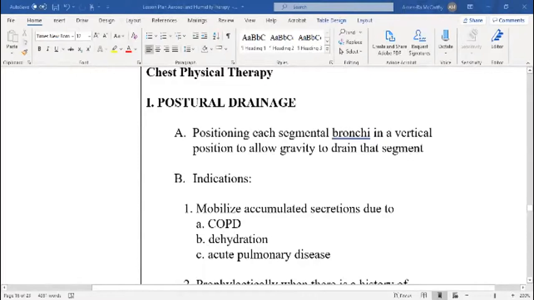I always use the same example. The left lower lobe and the right lower lobe both have a superior segment, which is in the back, right? So when we want to drain the superior segment, we must turn the patient prone, right? They have to be prone in order to drain the superior segment, okay?